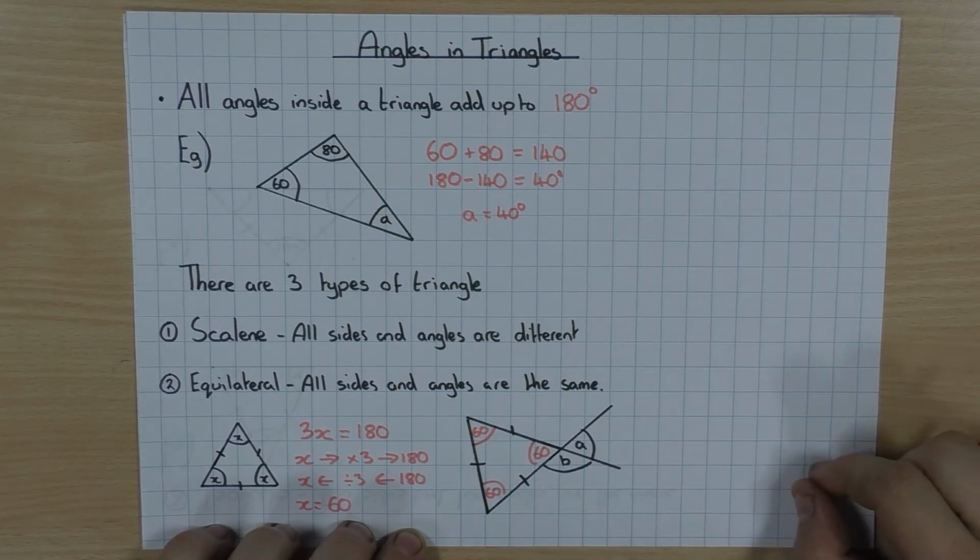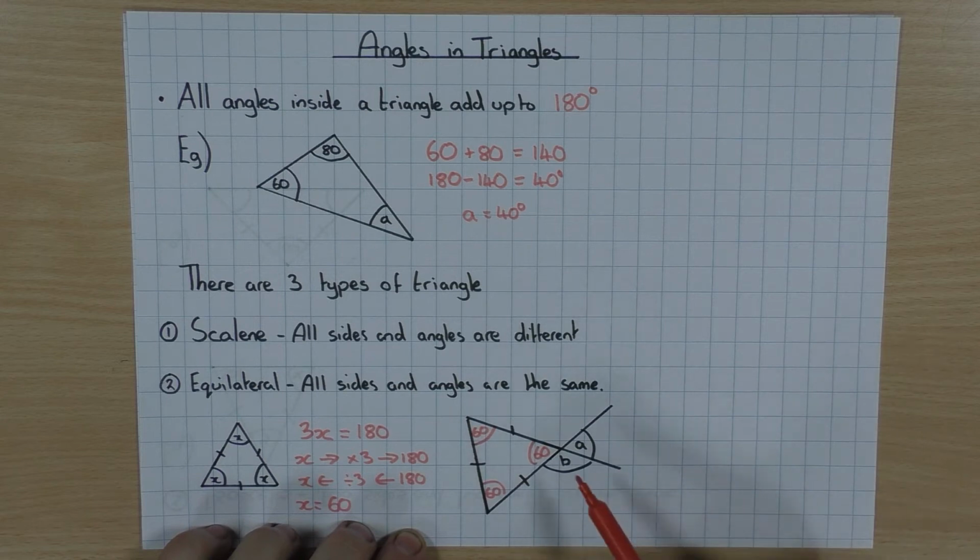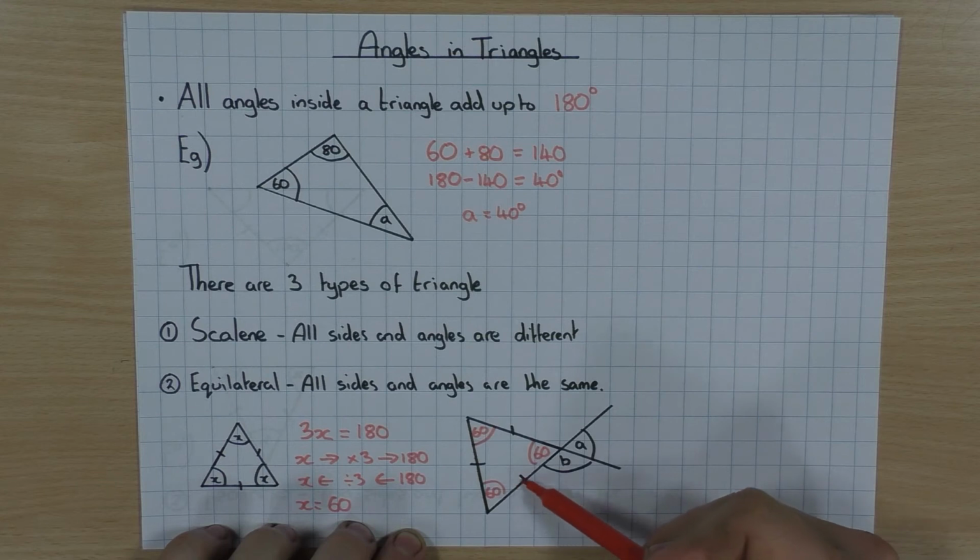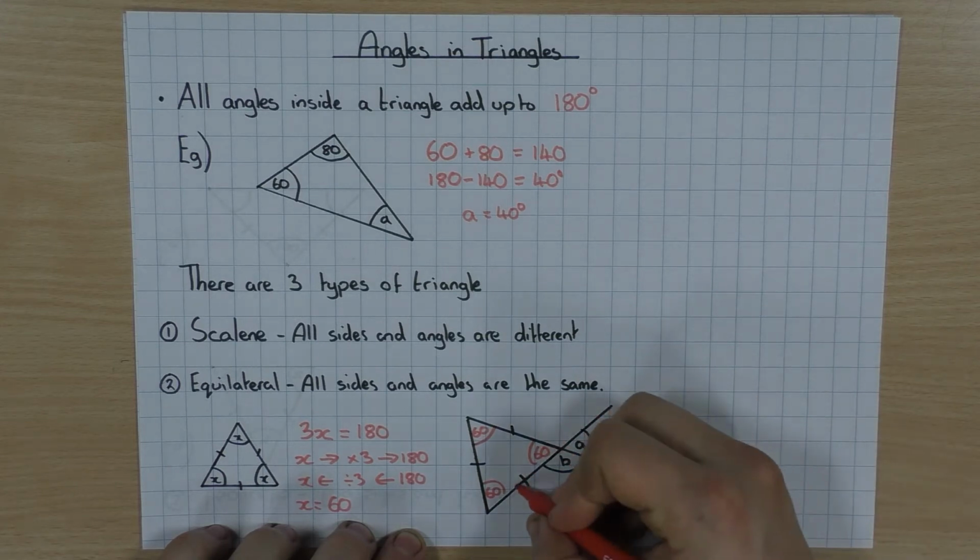Now, if you haven't seen my basic angles video, give that a look, because that's how you work out what A is when you have two straight lines like so. That didn't really work, there we go.